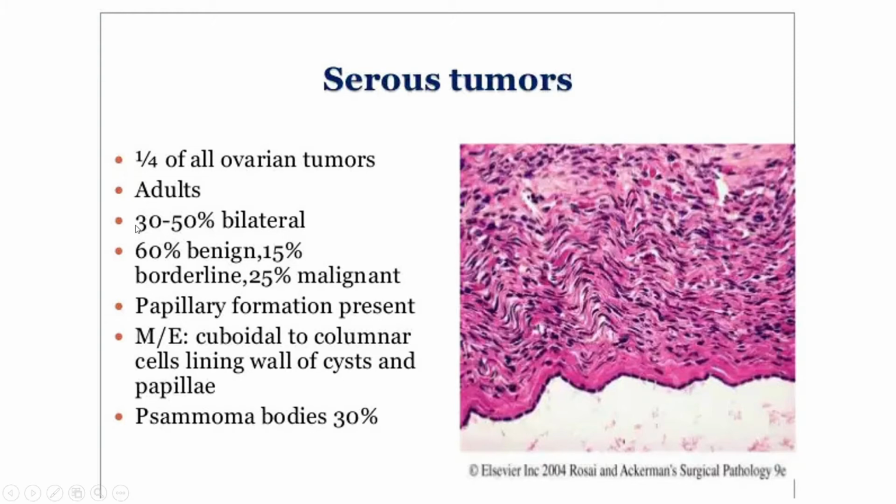The third point is that papillary formation is present. So in the serous tumor, you can see the papillary formation. The microscopic appearance of the serous tumor is cuboidal to columnar cells lining the wall of the cyst and papillae. You can see psammoma bodies in 30%, and this is the histopathology of the serous tumor. You can see here.